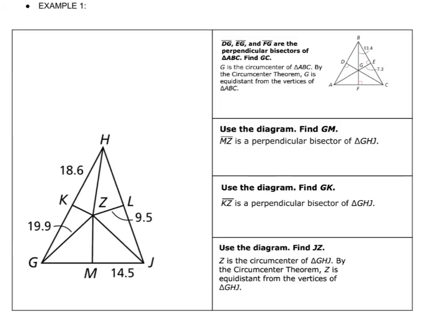All right, so let's look at some examples. We're going to start with this one. So let's call this example A, because this first box doesn't necessarily go along with this picture on the left. It has its own picture. The next 3 questions will go along with this picture up here. Okay, so this says that DG, EG, and FG are the perpendicular bisectors of triangle ABC. Find GC. Well, it says G is the circumcenter. And then by the circumcenter theorem, G is equidistant from the vertices of triangle ABC.